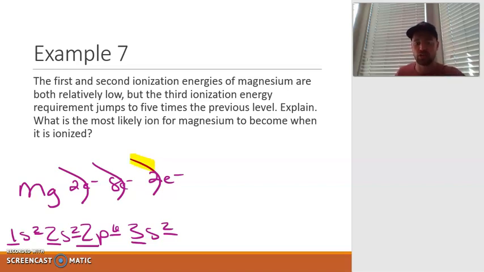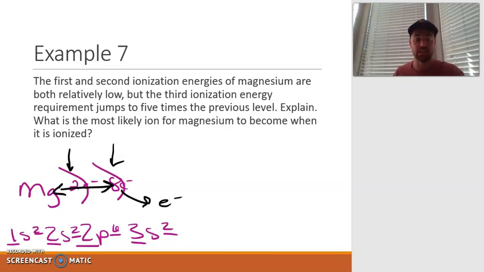The first 2 electrons are in the outermost energy level. While they take energy to remove, it's not going to take a lot because they're pretty far from the nucleus. There's a lot of shielding going on in the middle. But once you remove the first and second electron, and now you go to remove a third electron, you're now removing a third electron from the second energy level. The second energy level is a lot closer to the nucleus, less shielding, and therefore electrons here are going to be held a lot tighter, which means it's going to take a lot more energy to remove.